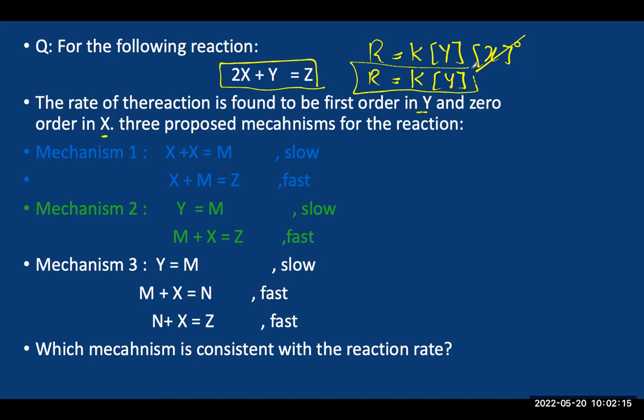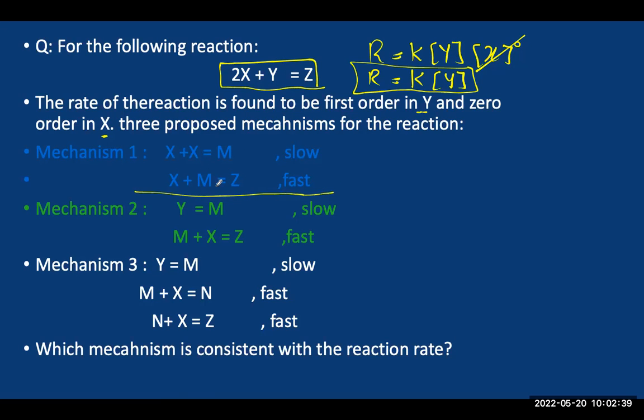Okay, so now we have three proposed mechanisms and we want to choose which one will be more consistent with this reaction. So we need to search for the two requirements. The first one, we will add the steps for the mechanism, and if we find the overall reaction, this will be the first requirement. Then we will write the rate for the slow step, and it should be equal to the rate of the reaction. Okay, let's start with the first one.